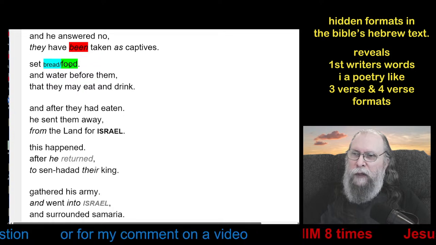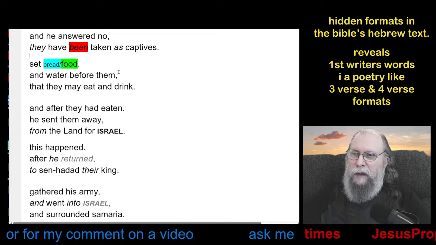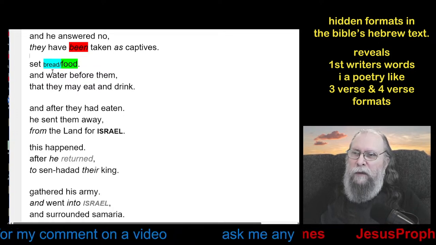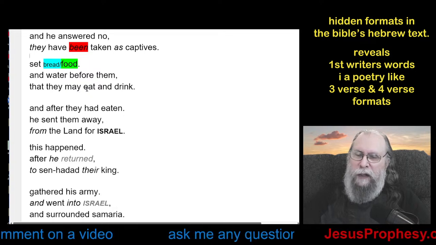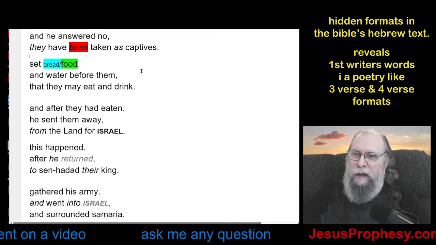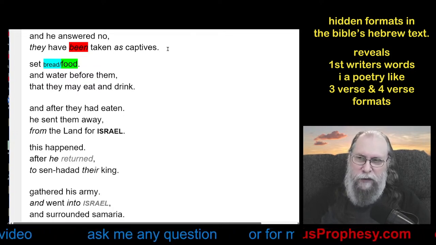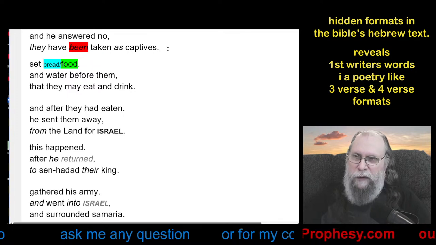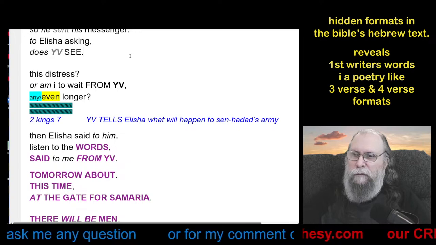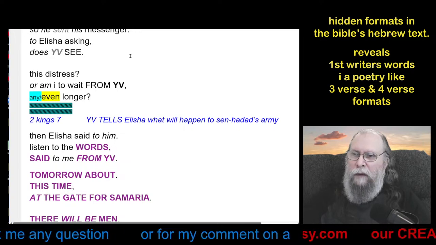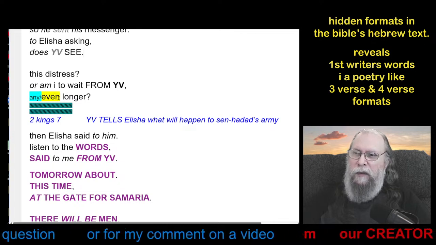Changing bread to food is pretty simple when you understand the story. Set food and water before them that they may eat. If you just put bread, that's not really eating. That would be like you need other things. You need cheese, you need fish, you need vegetables. So it's food. I think that's the intent of the word.